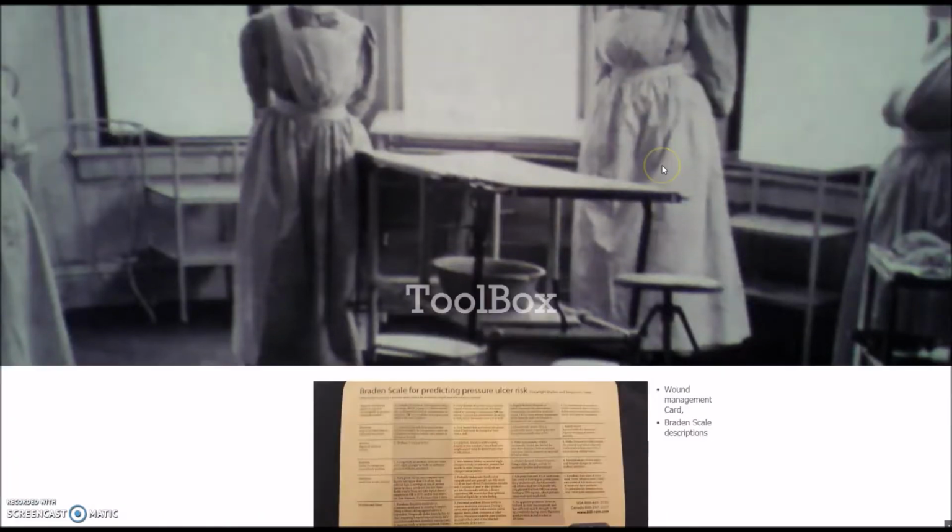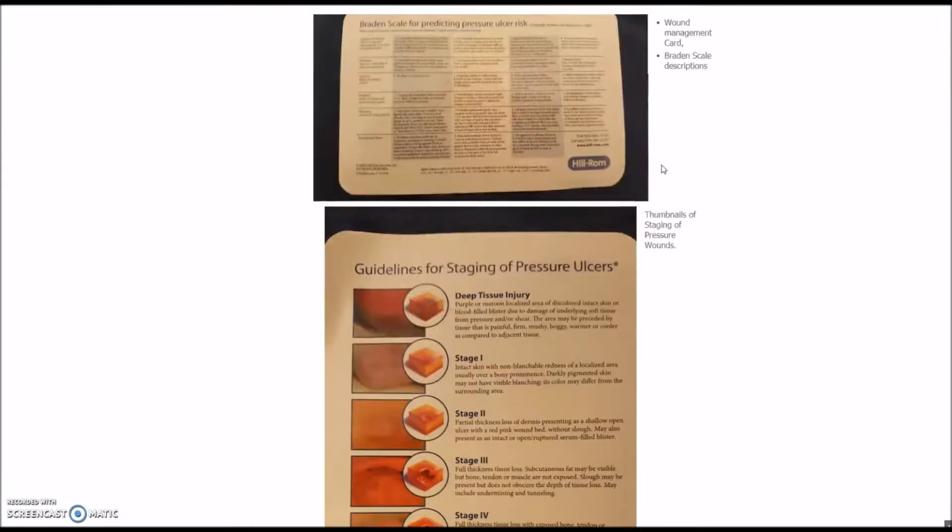So, first thing we're going to look at here is I have a card. This is front and back. It's wound management, so it kind of talks about the staging and the Braden scale. Like the sensory perception, the moisture, or activity, diet, things like that. And it kind of gives me an outline of what each number is. See, the Braden scale is like a scale to 20 or something like that. So the one side of this card is going to give me the Braden scale for predicting pressure wound risk.